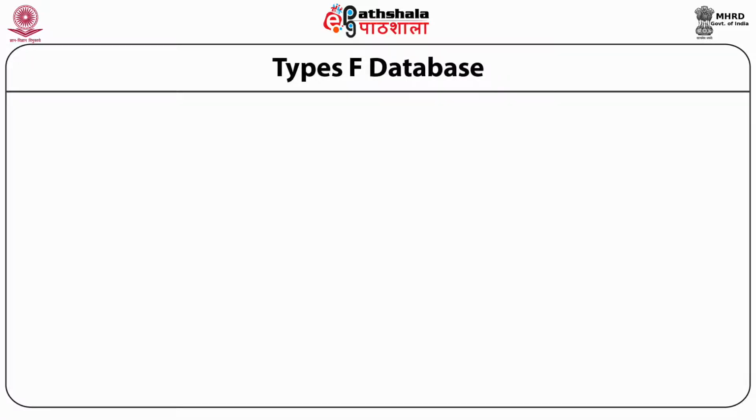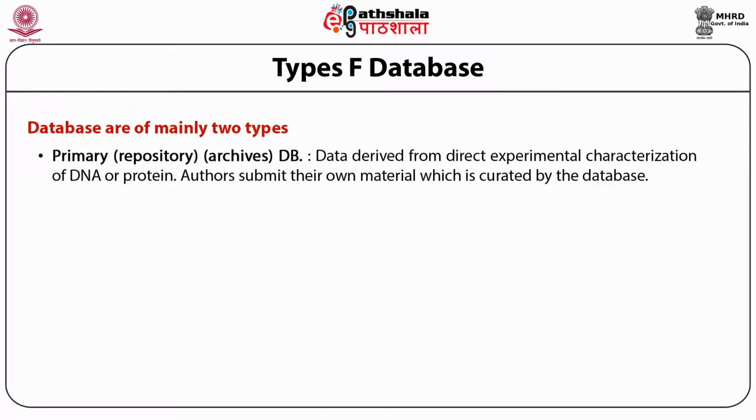We discuss the types of databases. Databases are mainly of two types: one is the primary database and one is the secondary database. The primary database is actually a repository or archive of data. It contains data derived from direct experimental sources such as DNA sequencing or protein characterization, and authors submit their own material which is curated by the database.